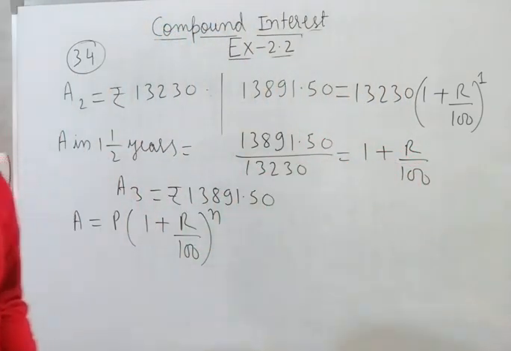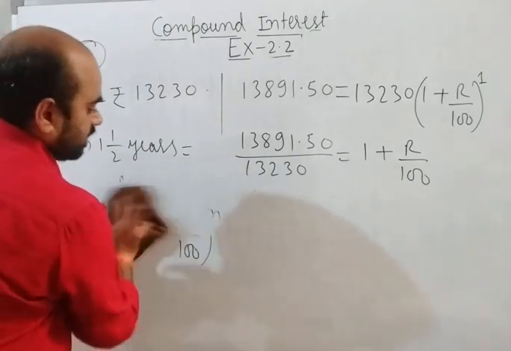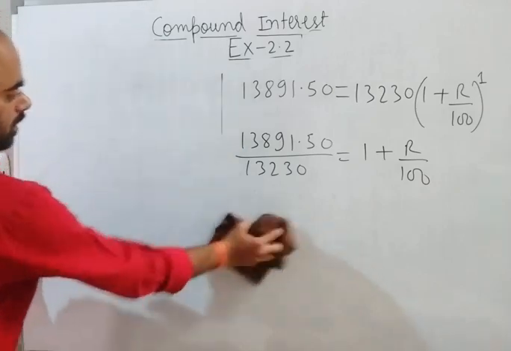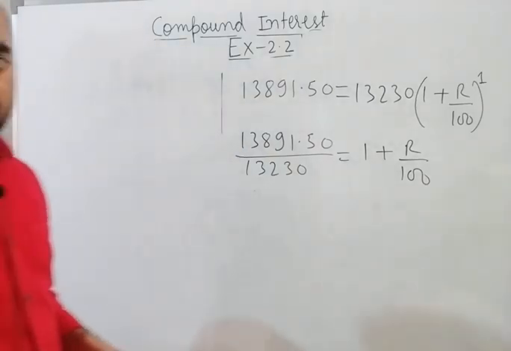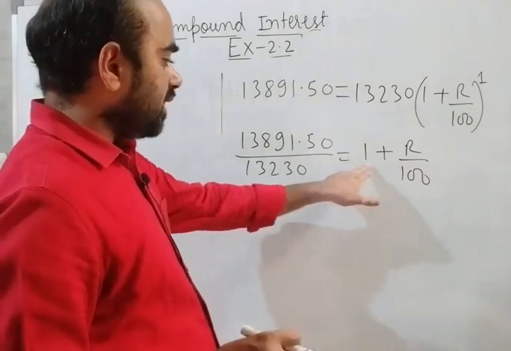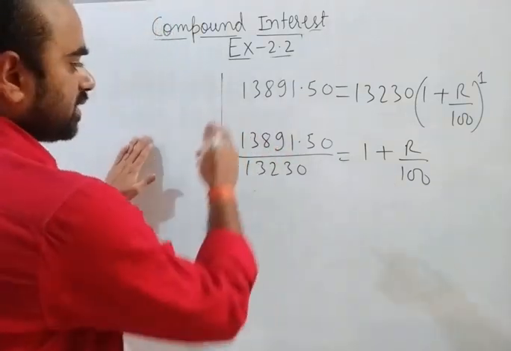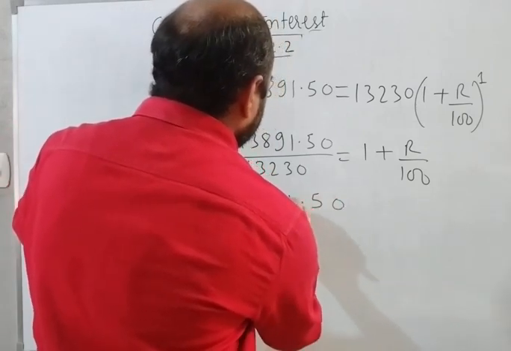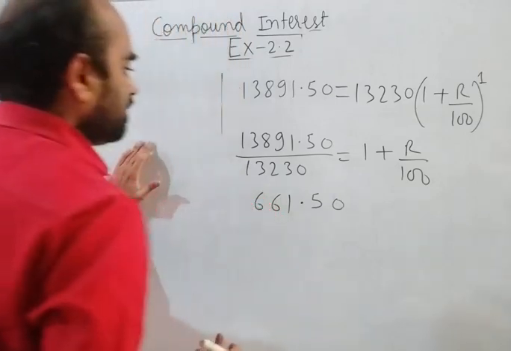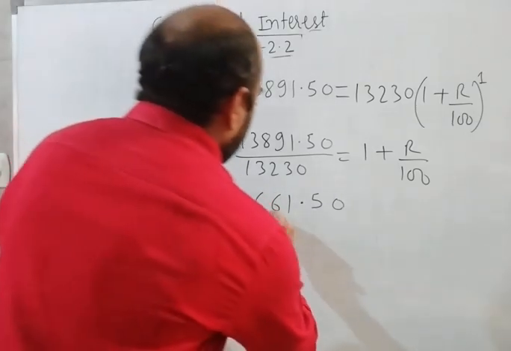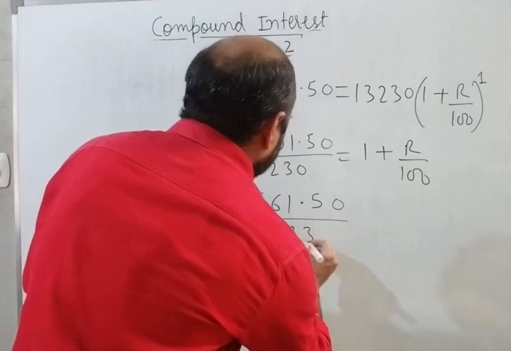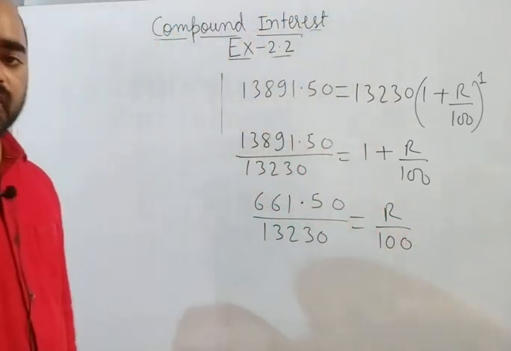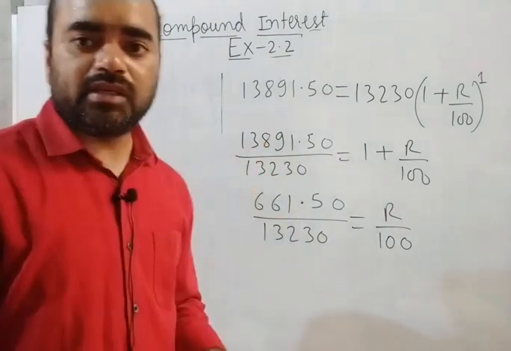Okay, now we have to transpose and we have to subtract. Correct? N is 1, last half year. Now when you will transpose 1, we have to subtract. So after subtraction we will be having 0.50166, correct, upon 13230 is equal to r by 100. You can check. Correct? After transpose of 1 we will subtract.